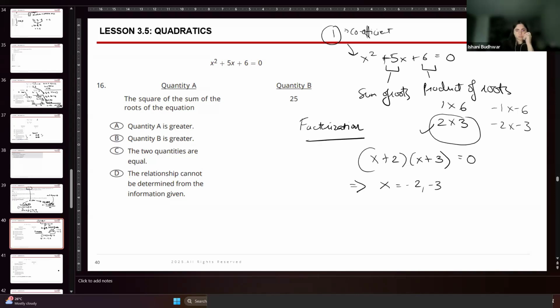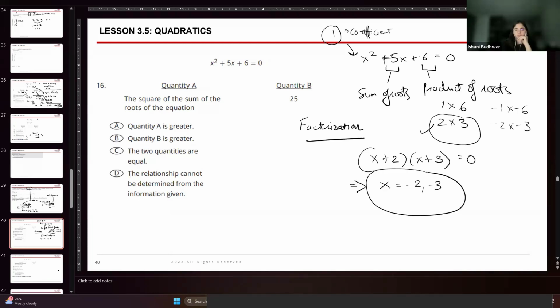Please note, x plus c1 equal to 0 means x equal to minus c1 is the answer. So if you have plus inside here as a factor, the answer is the minus of that, correct? So x is minus 2 or minus 3. Because if I put minus 2, this equation becomes 0. If I put minus 3, the equation becomes 0.